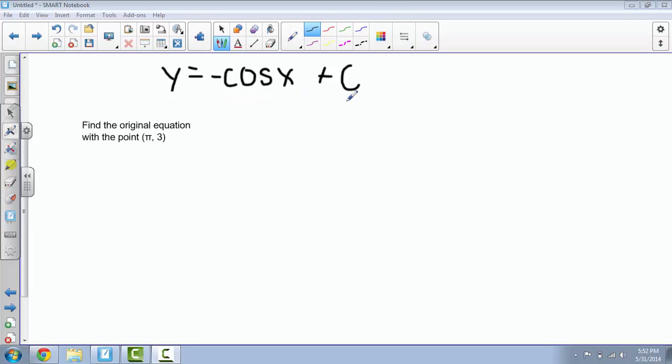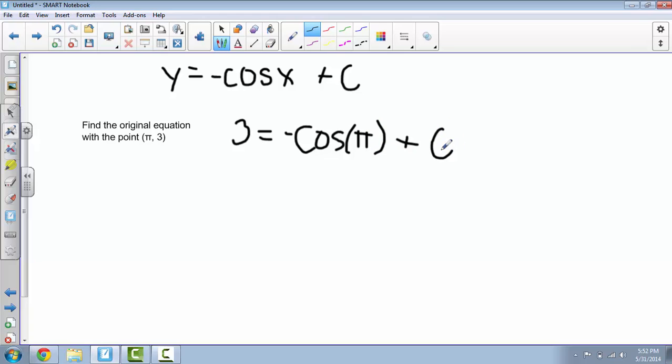Okay, so now that you have the equation y equals negative cosine of x plus c, you're going to find the original equation with the point (pi, 3). This means that the y value, 3, equals negative cosine of the x value, which in this case is pi, plus c. In this, you'll be finding the c value. Now you have 3 equals negative cosine of pi, which equals 1, plus c. Now, to get c alone, you're going to subtract 1 on both sides. This leaves you with 2 equals c.